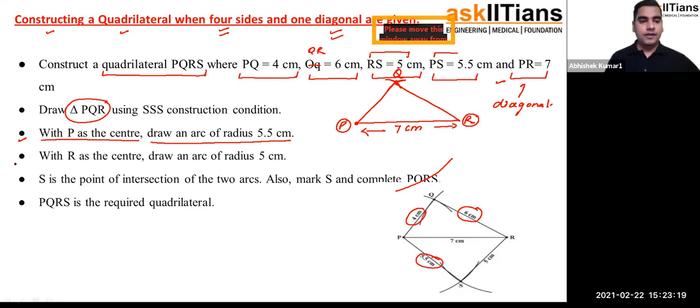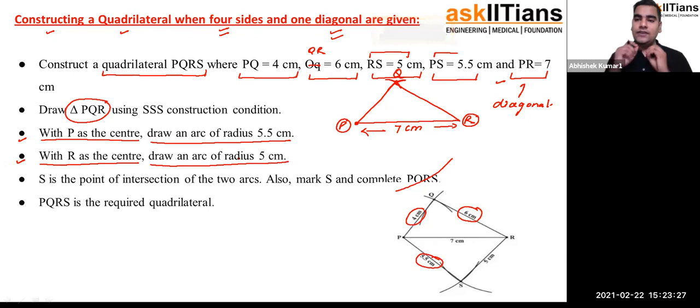Done. Now with R as the center, you have to draw an arc of radius 5 centimeter, because that is the only remaining length of this quadrilateral. So assuming R to be the center, you have to mark an arc of length 5 centimeter. And when you mark both the arcs, you will see that both the arcs are cutting each other at some point, and you are going to call that point S.